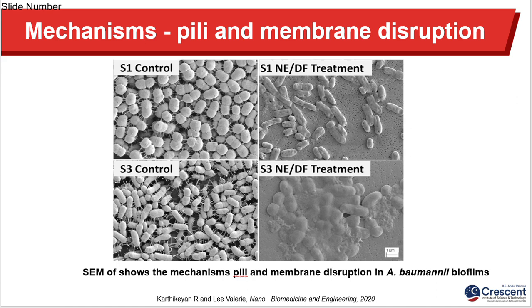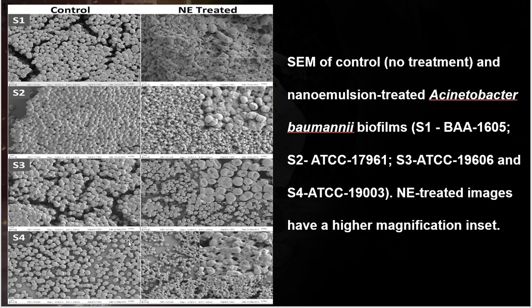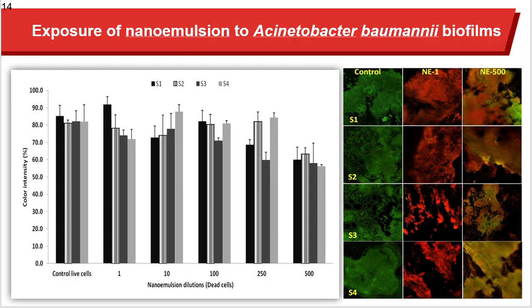And then there are some other microbes, actually other different strains. You can see that these are all control, different nanoemulsion, different strains, and then nanoemulsion treated. You can see very clearly, even the cavity formed in the treated one. So based on this, we have done some more assays.